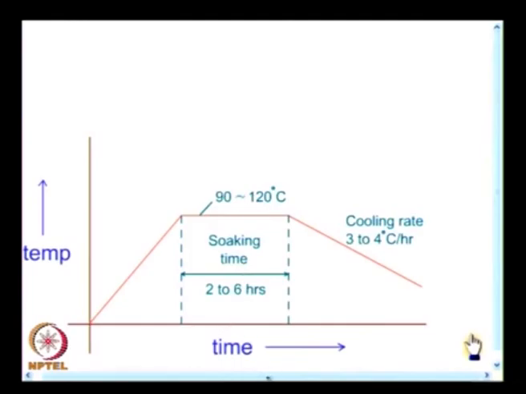And this is the thermal cycling process. I have a gradual heating, I reach the critical temperature, then I soak it at that temperature for several hours depending on the complexity of the model, until the entire model reaches the particular temperature, then cool it at a rate of 3 to 4 degrees centigrade per hour. So, gradually you cool it, and this is temperature as a function of time.